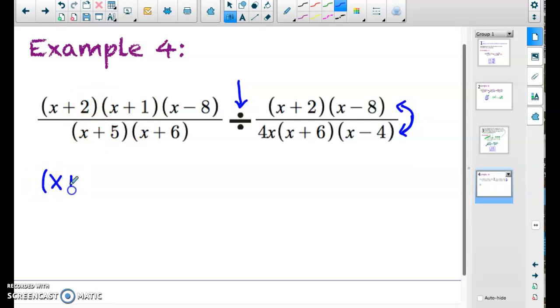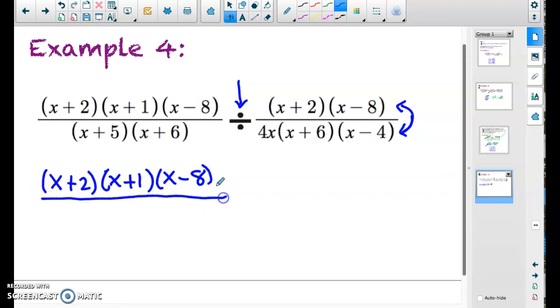So we have x plus 2, x plus 1, x minus 8, all over x plus 5, x plus 6.